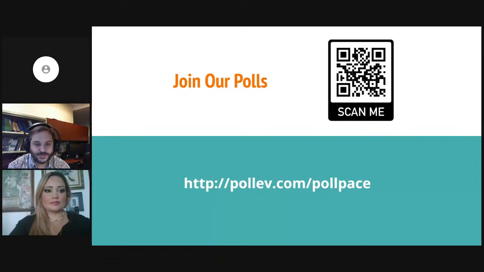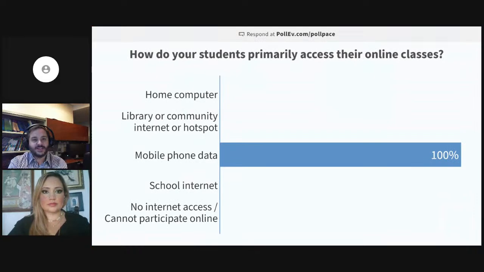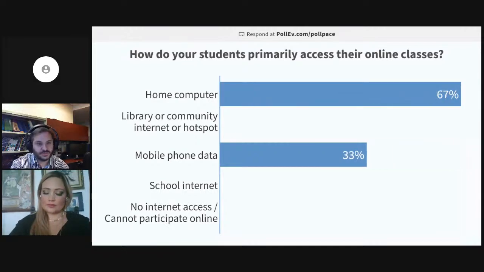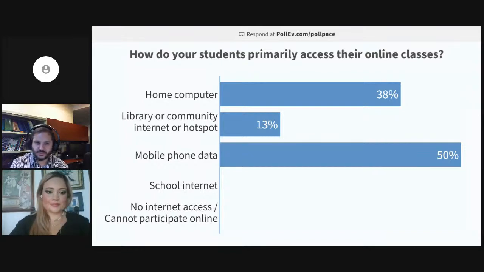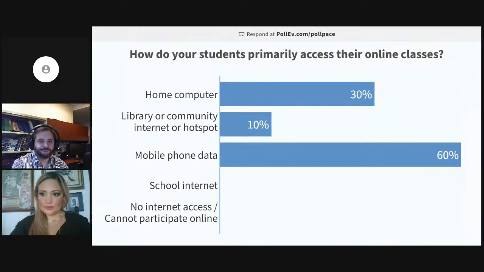But for today, if you will, just go to pollev.com. That's short for Poll Everywhere, pollev.com/poll pace. And our first poll is asking you how your students primarily access their online classes. So I imagine a lot of us will have students who use mobile phone data, but I want to know what the primary access is when they log into your classes. What are they usually on?